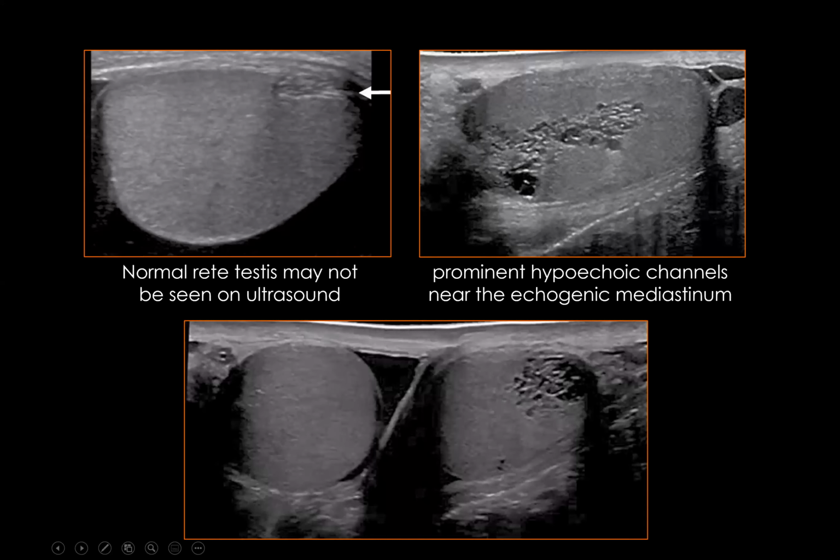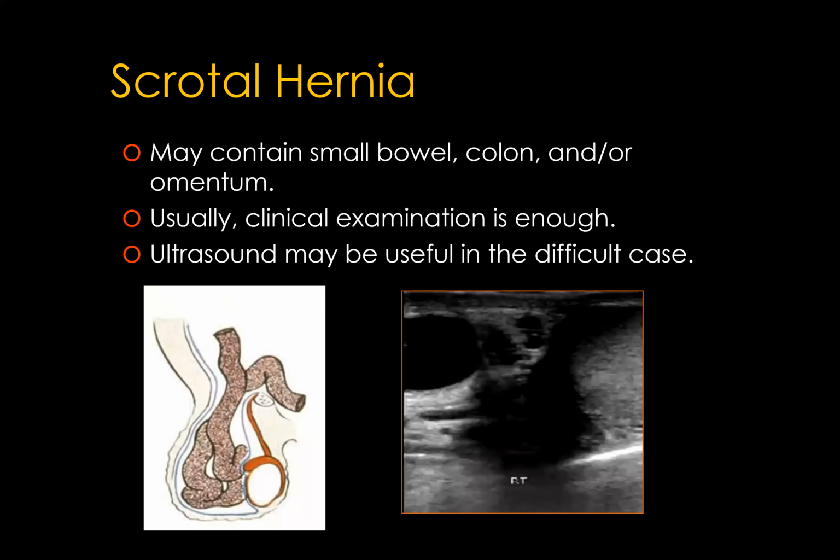Scrotal hernia, and the scrotal hernia might contain a small bowel, colon, and or omentum. Usually, the clinical examination is enough, but ultrasound might be useful in difficult cases. On ultrasound, it will show you the hernia contains bowel or omentum, and you will see peristalsis inside the fluid, or sometimes you can see reflective echogenic omental fat.